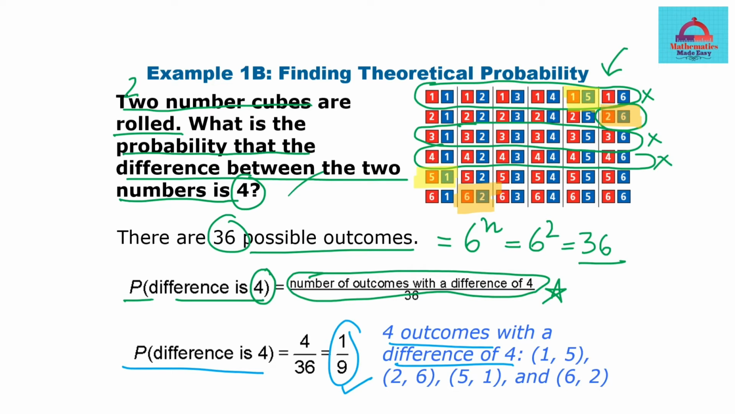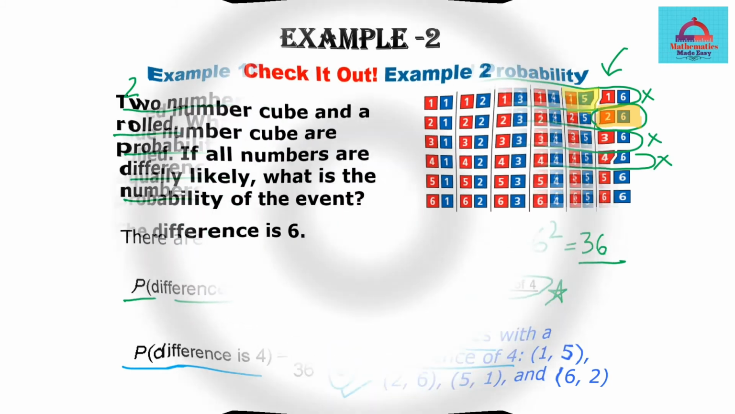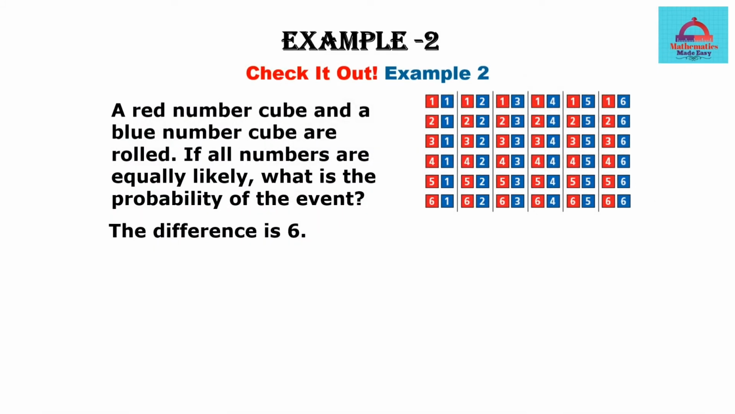This is how you use the formula of theoretical probability to solve a question. Let's look at another example of a similar type. Here also we have 2 dice. The first digit is denoted by the red number cube and the second one by the blue number cube. These are rolled, and if all the numbers are equally likely, we have to find the theoretical probability that the difference is going to be 6.